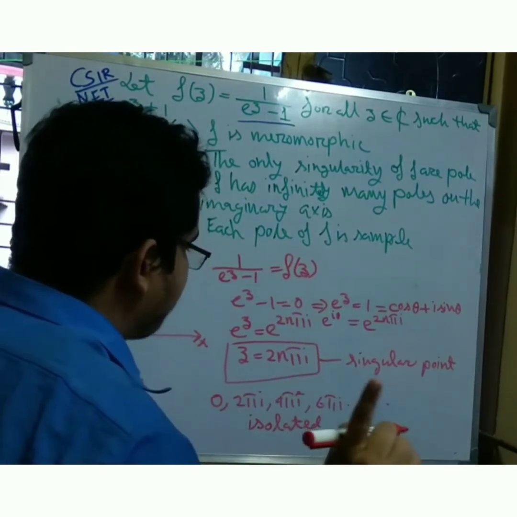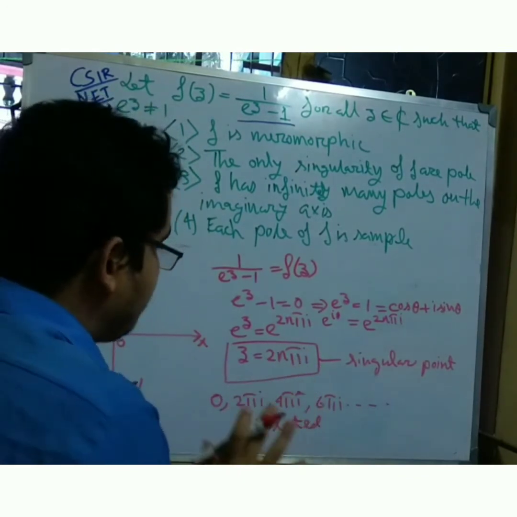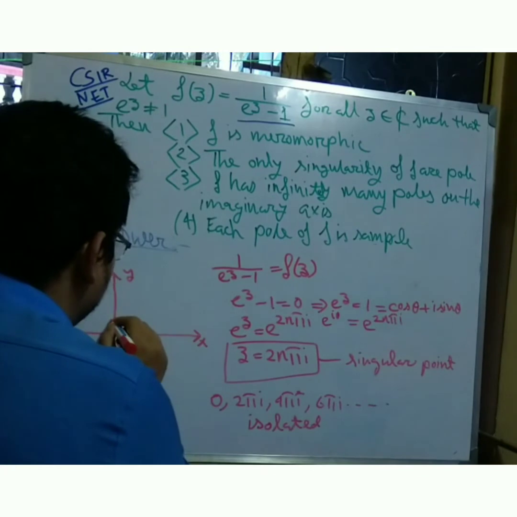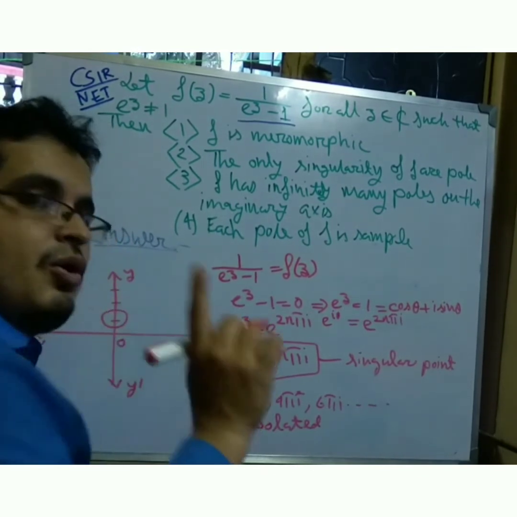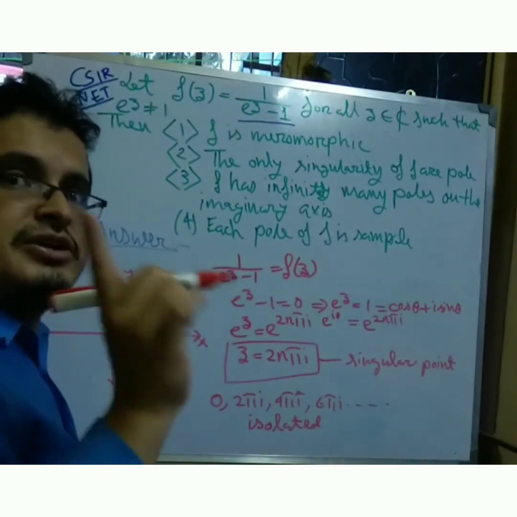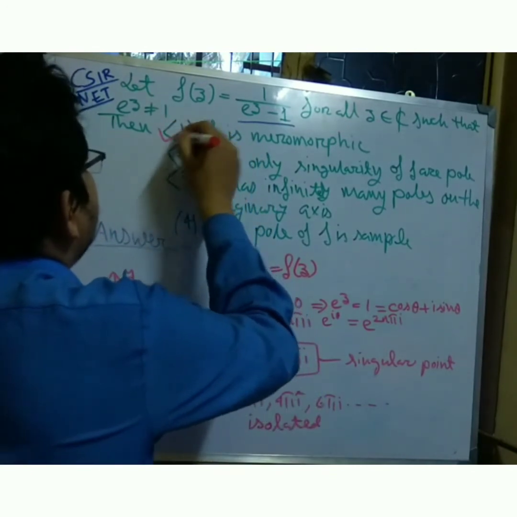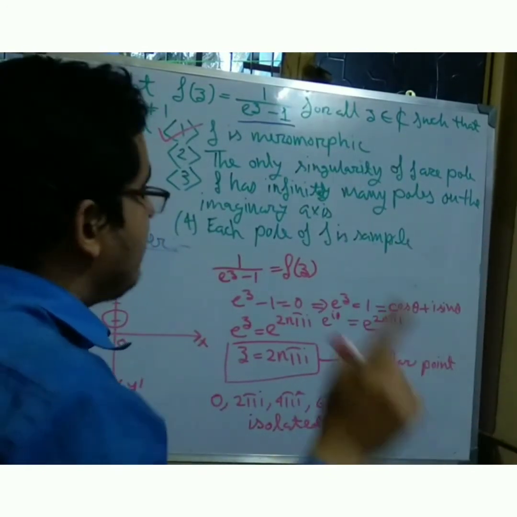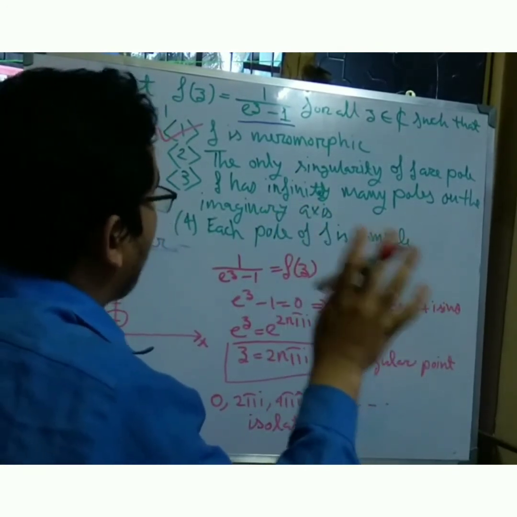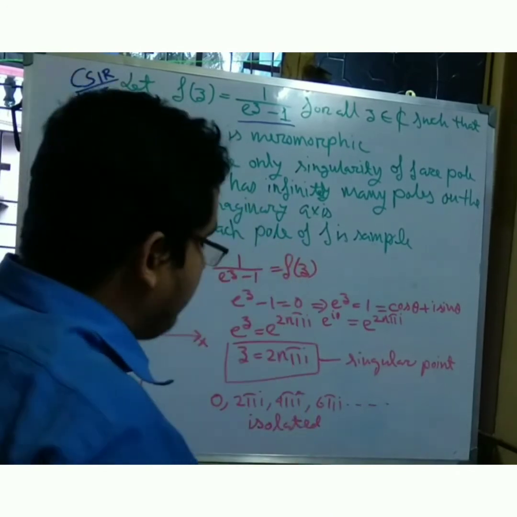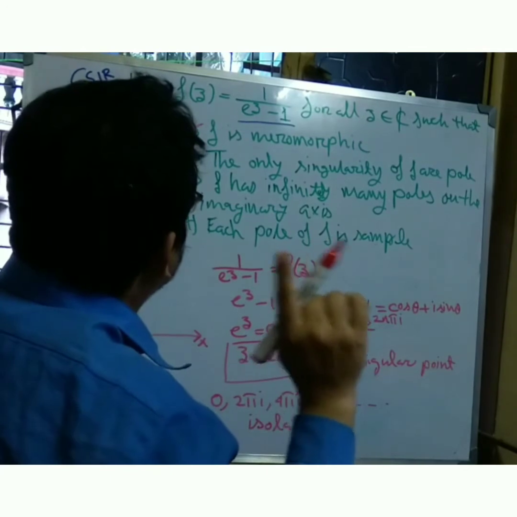Each point is an isolated point, and it is not an essential singularity, because we have 0, 2n pi i and 2 pi i, and everywhere you can get a neighborhood where the function is analytic. So friends, my first option is correct. F is meromorphic, because the function is analytic except at singular points, but the singular points are isolated. All points are isolated singular points.